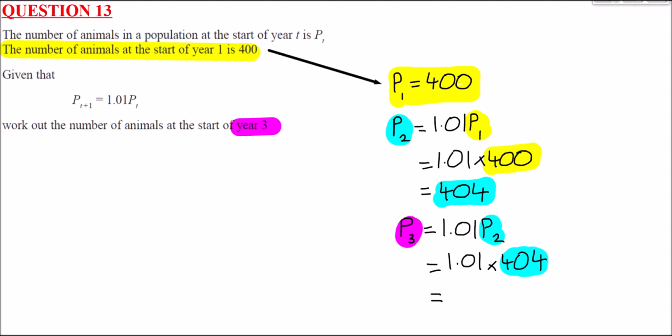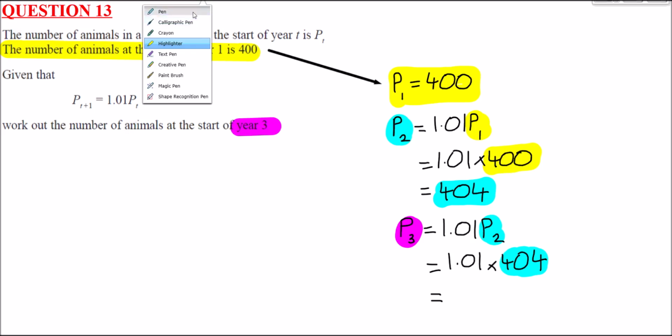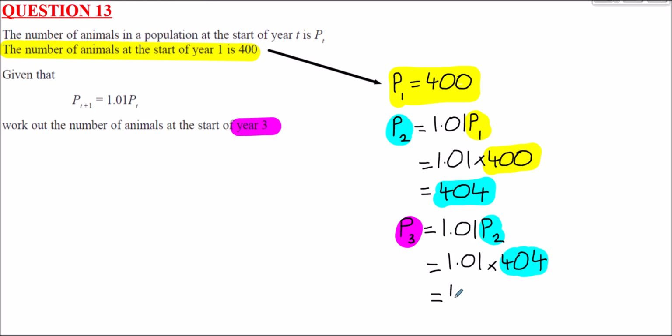So P3, 1.01 multiplied by the previous answer. We get a weird number here, so if we convert that, we get 408.04. Now, obviously, you can't have 408.04 of an animal, unless obviously it's about eating it or something, which is not what we want to think about in this question.